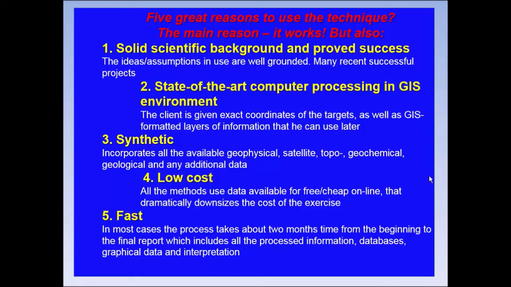Number 2, state-of-the-art computer processing and GIS environment. The client is given exact coordinates of the targets, as well as GIS formatted layers of information that he can use later. Number 3, the method is synthetic. It incorporates all the available geophysical, satellite, topo, geochemical, geological, and any additional data. Number 4, the low cost. All the methods use data available for free or cheap online that dramatically downsizes the cost of the exercise.